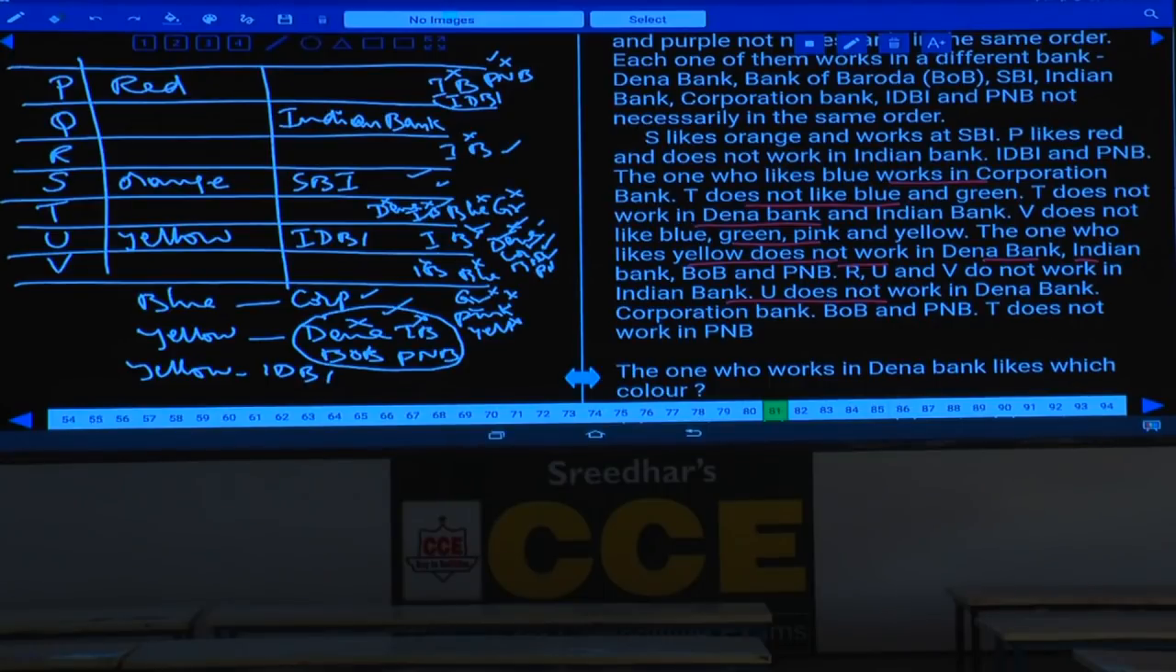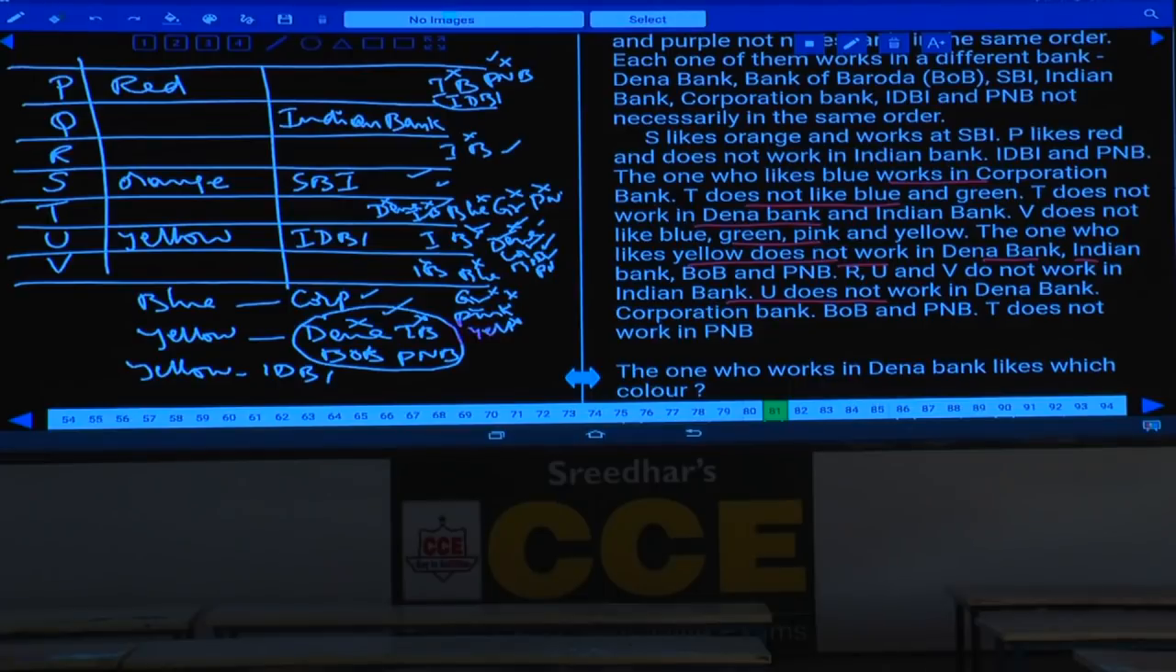Done with this? If you observe here, most of the statements are negative statements, and from those we are taking the information. T does not work in PNB. As T does not work in PNB, now let us check for this PNB.